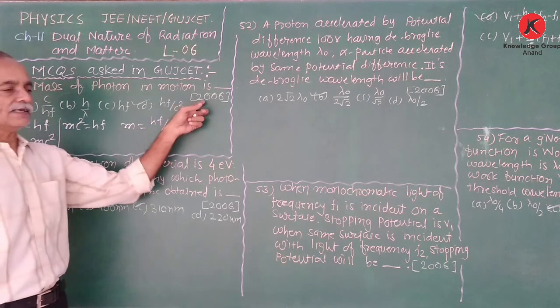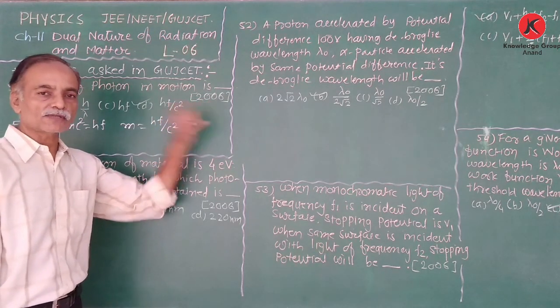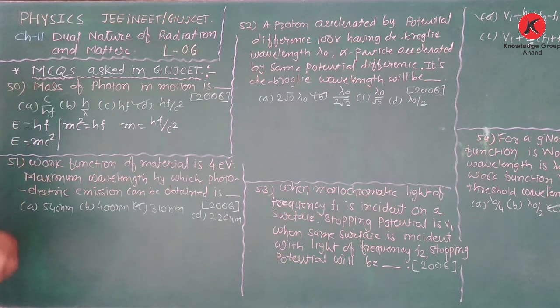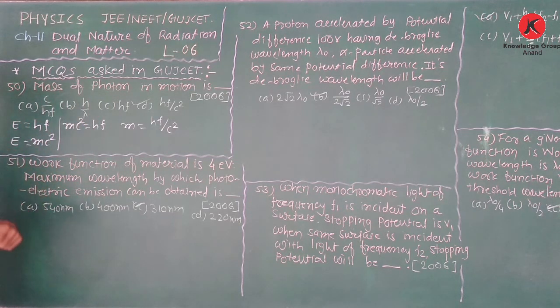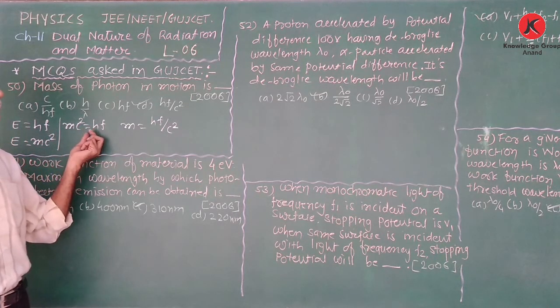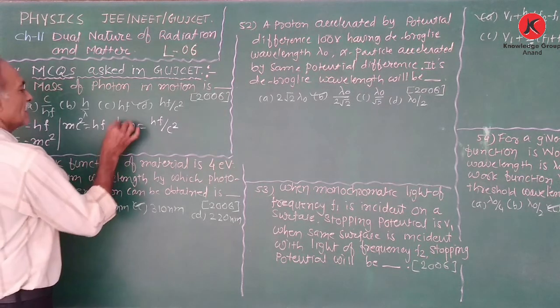Again, the first question of Physics asked in the 2006 mock test taken by the board: the mass of the photon in motion is? According to the properties of the photon, the energy of the photon is equal to hf or hc upon lambda. From Einstein's mass-energy relation, E is equal to mc square. Therefore, mc square is equal to hf, so m is equal to hf upon c square. That is our answer.